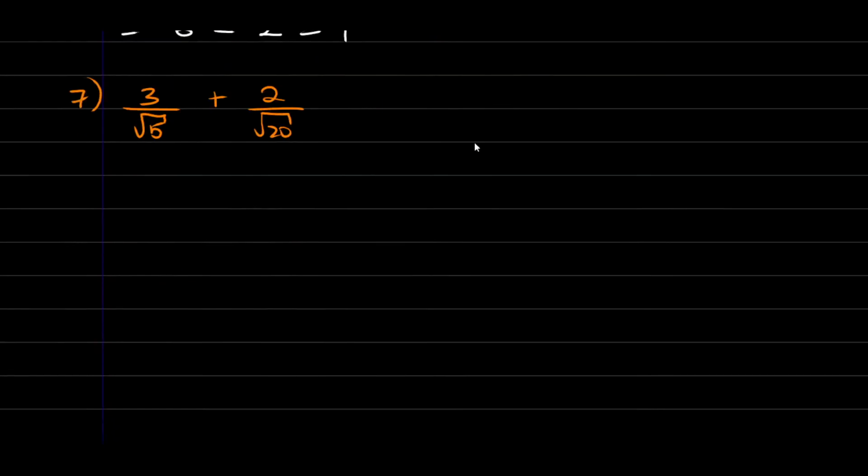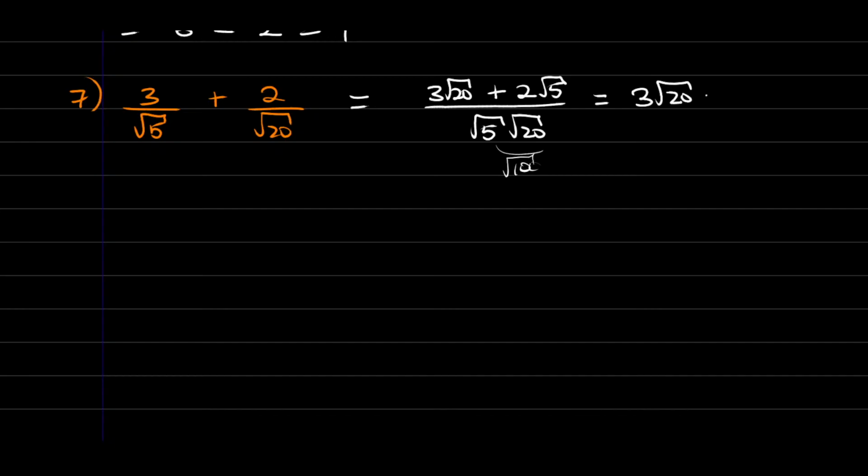Simple, simple. 7. Let's see, that's 3 divided by root of 5 plus 2 divided by root of 20. Well, from this, I can do the LCM, which is root of 5 times root of 20. On the top here, we can have 3 root of 20, and then plus 2 root of 5. And root of 5 by root of 20 is root of 100. Root of 100 is 10. So this is going to be 3 root of 20 plus 2 root of 5 all over 10. So I can write it in fractions if I wish to as well.